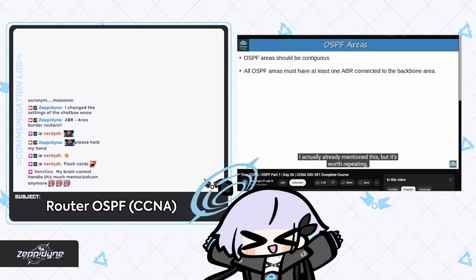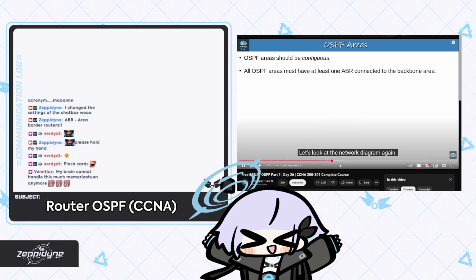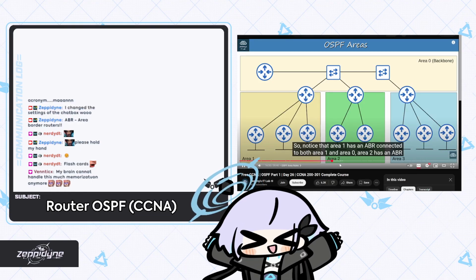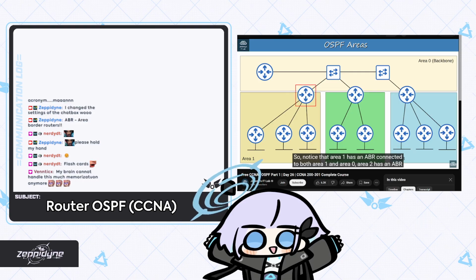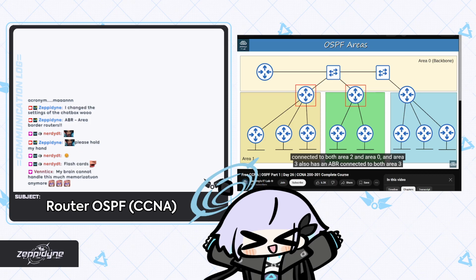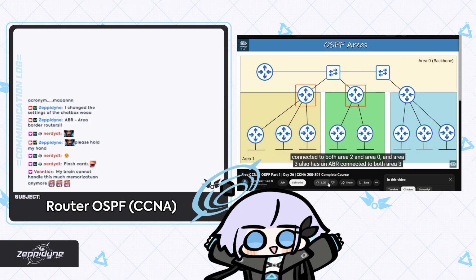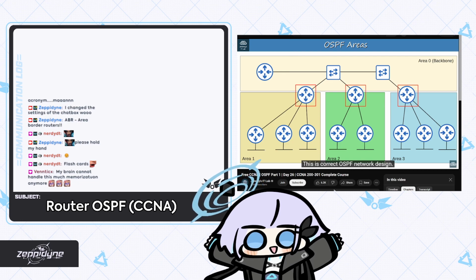I actually already mentioned this, but it's worth repeating. Let's look at the network diagram here. So notice that Area 1 has an ABR connected to both Area 1 and Area 0. Area 2 has an ABR connected to both Area 2 and Area 0. And Area 3 also has an ABR connected to both Area 3 and Area 0. This is correct OSPF network design.